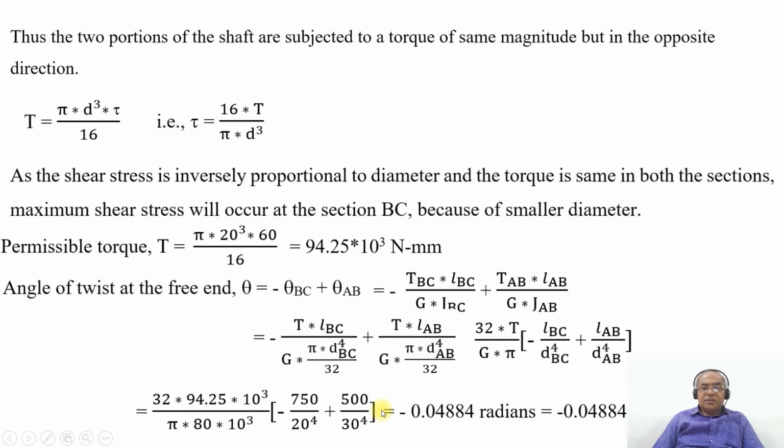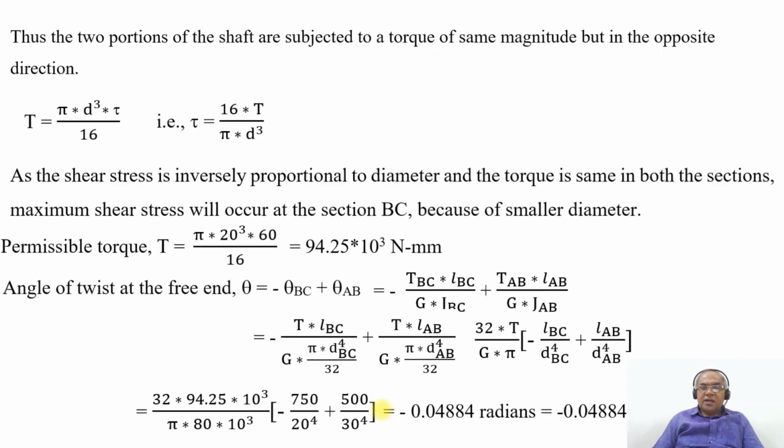On further simplification, you are going to get minus 0.04884 radians. That is converted into degrees, which will be equal to minus 0.04884 into 180 degrees by pi, which is equal to minus 2.8 degrees. So this is how you will be able to analyze and solve this particular problem. Thank you.